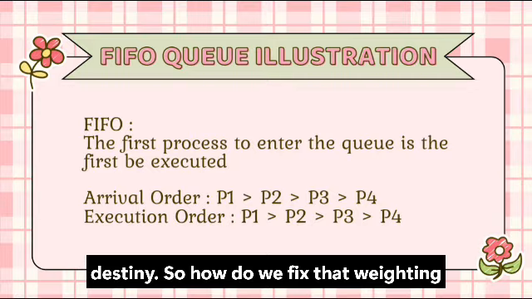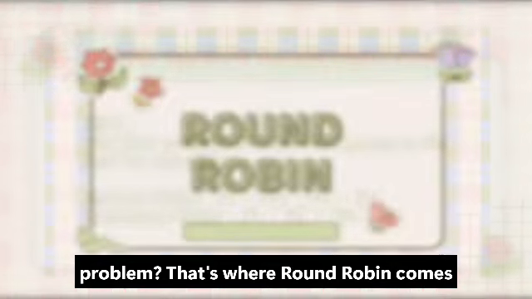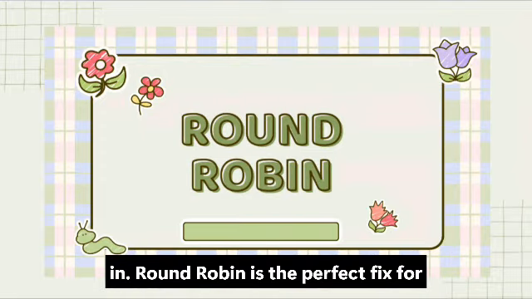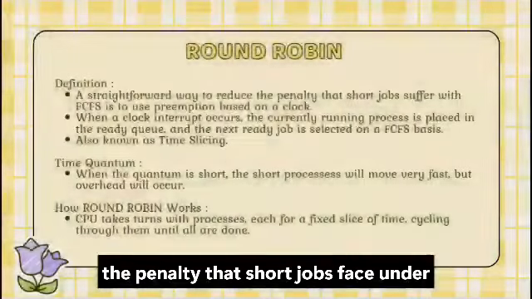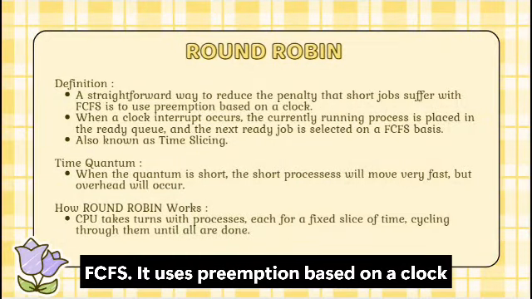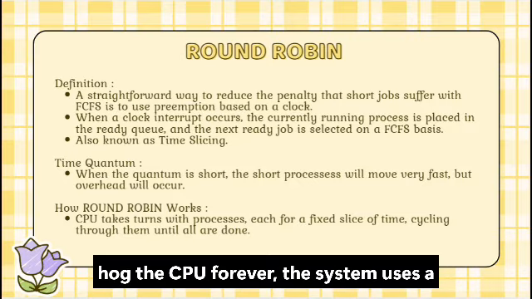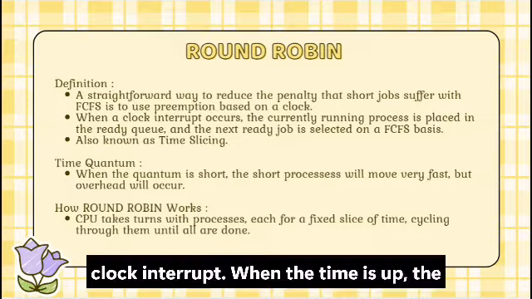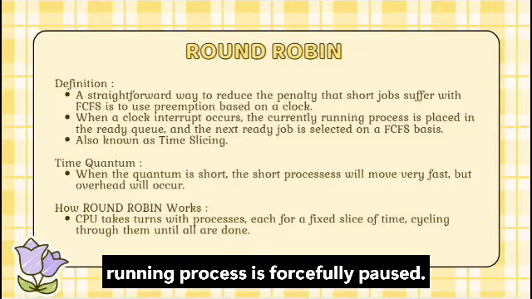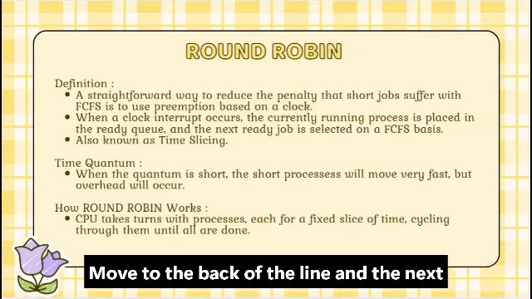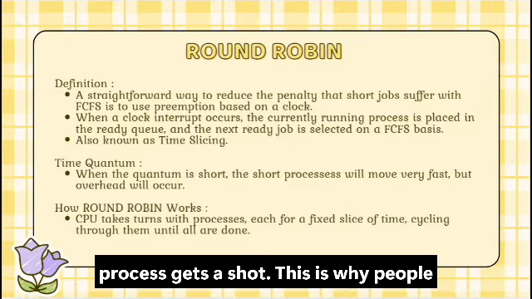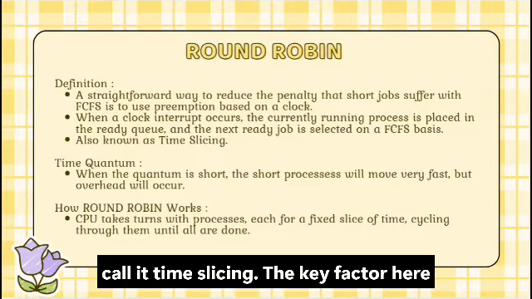So, how do we fix that waiting problem? That's where round robin comes in. Round robin is the perfect fix for the penalty that short jobs face under FCFS. It uses preemption based on a clock timer. Instead of letting a giant process hog the CPU forever, the system uses a clock interrupt. When the time is up, the running process is forcefully paused, moved to the back of the line, and the next process gets a shot. This is why people call it time slicing.